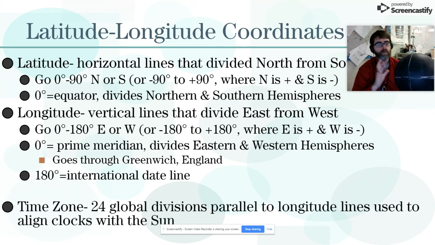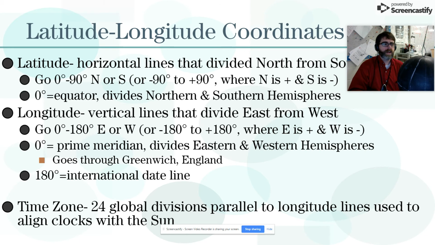To get into why this prime meridian was arbitrarily picked, we also have to mention time zones. Time zones are 24 global divisions that are parallel to longitude lines and try to align the Earth's time with the sun, to have sunrise be a certain time, to have midnight be roughly in the middle of the night, to have the sun's highest point in the sky be roughly noon. Although I will point out that where we're at, the sun will never be directly overhead, and it will never be at its highest point at noon here where we are.